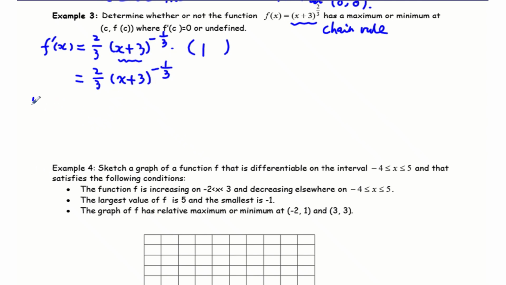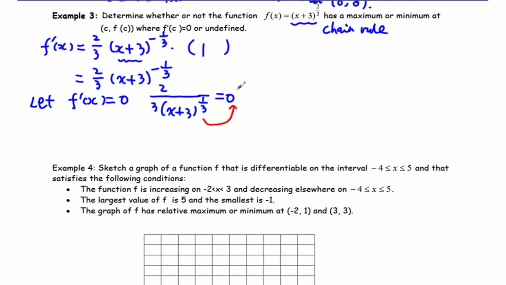Then we are going to let f prime x equals 0, and we write the negative exponent term in the denominator, flipping it to a positive exponent. Then you will see when we solve it, we multiply to the other side. We are going to have 2 equals 0 times anything, which is 0. Then it doesn't work. No zeros. This has no zeros, but we have a restriction.